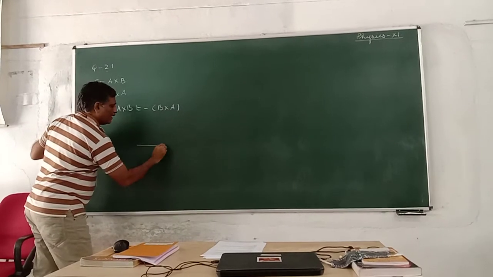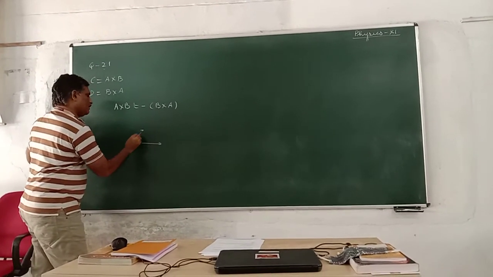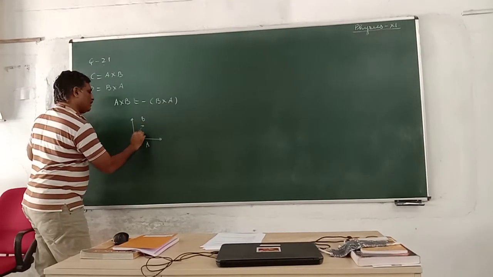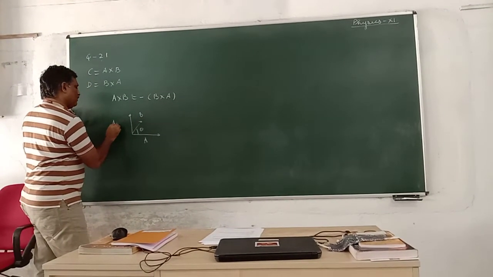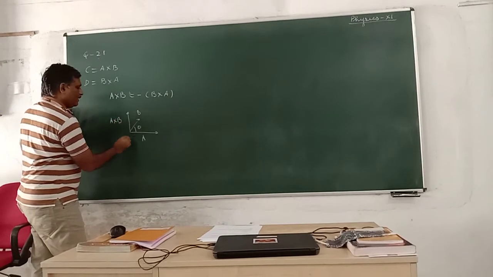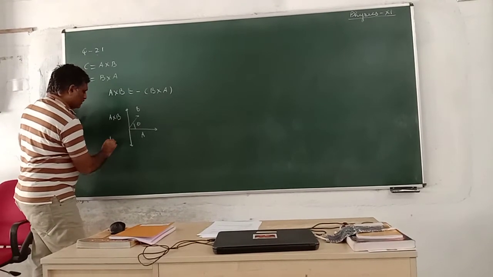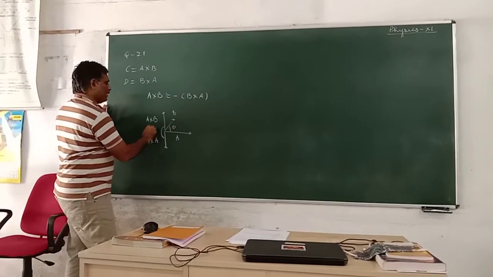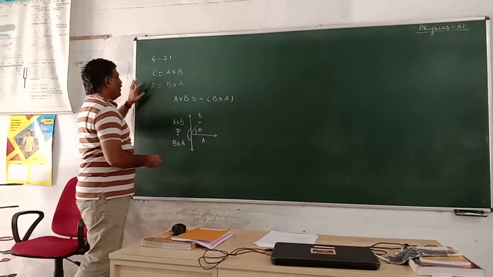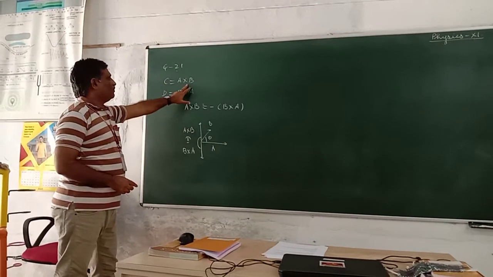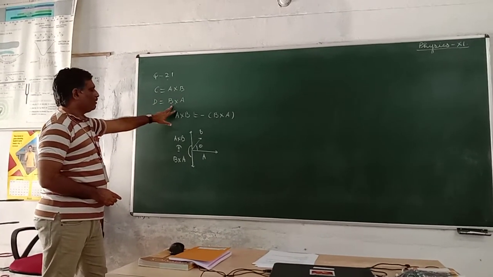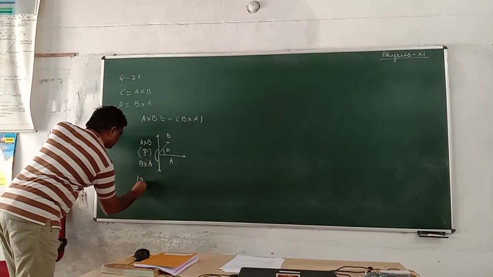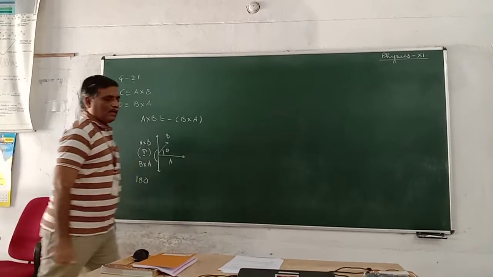This is vector A, this is vector B. If this is vector A, this is vector B, this is angle theta. If it is A cross B, then it becomes B cross A. So angle between them is pi. When C is equal to A cross B and D is equal to B cross A, angle between them is 180. Next question.